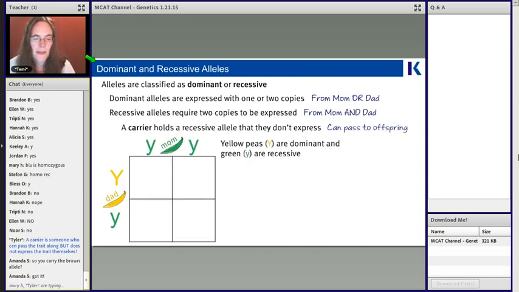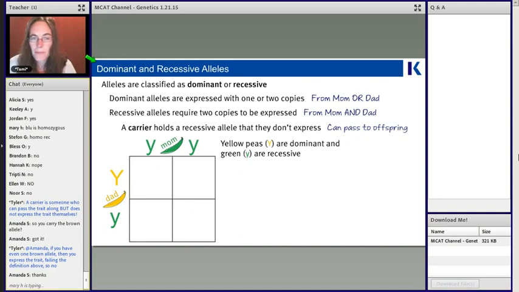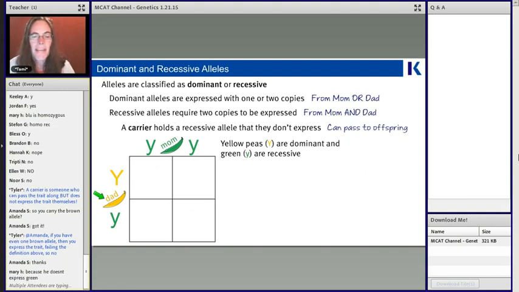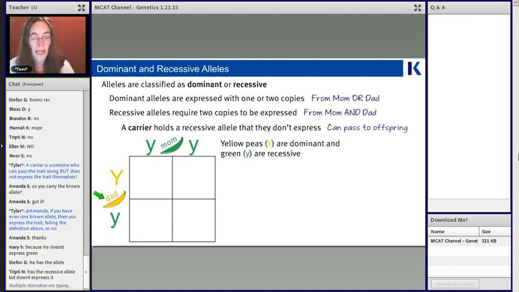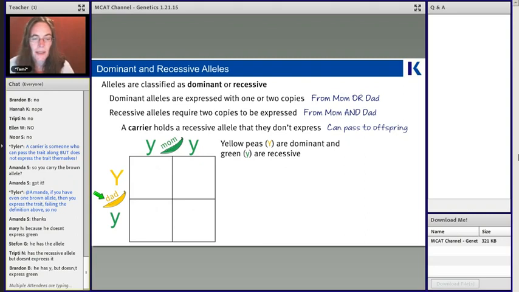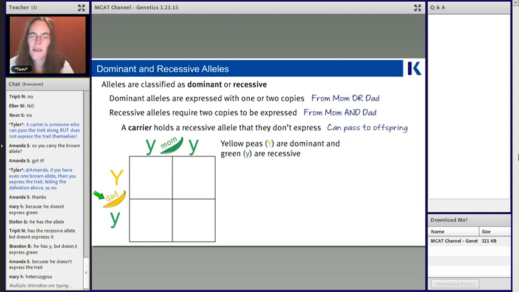So, for instance, let's look at this. Mom is a homozygous recessive. Dad is a heterozygous carrier. Why am I calling Dad a carrier here? The recessive is green. Why am I calling him a carrier? Because he's yellow, not expressing the green, but he carries a green allele. Nice, you guys got it.